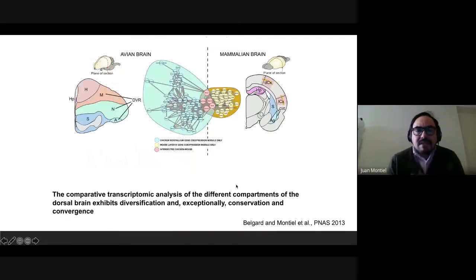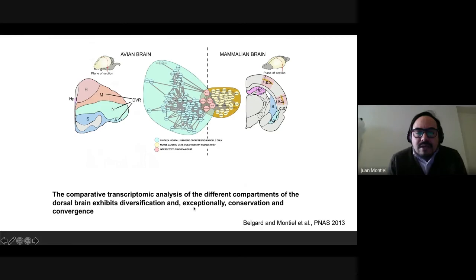So basically, from this study, we observed diversification because outside of the striatum, the hippocampus, and this convergence of the dorsal ventricular ridge and layer 4, we didn't detect statistically significant similarity across any other area that we studied.